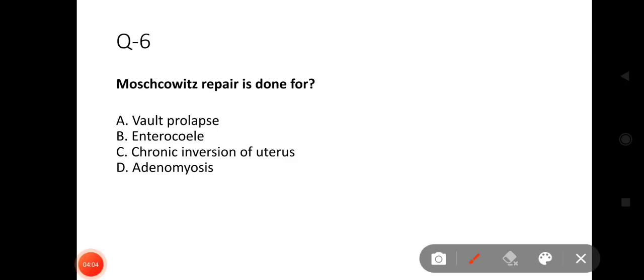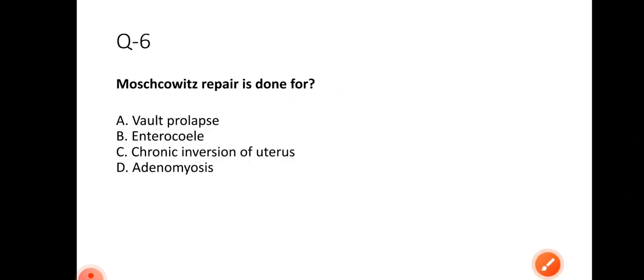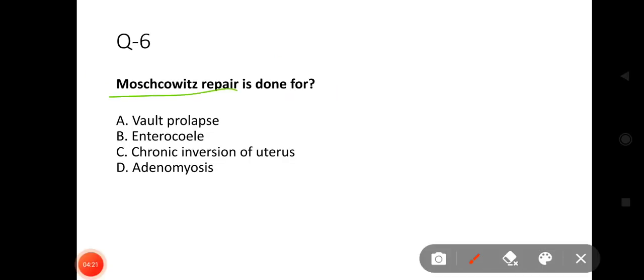Now next is a one-liner: Moskowitz repair. Moskowitz repair is a type of procedure or surgery done for vaginal wall prolapse, enterocele, chronic inversion of uterus, or adenomyosis. So always guess the answer before going to the next slide. The answer is B, that is enterocele. So remember these one-liners are also very much important.